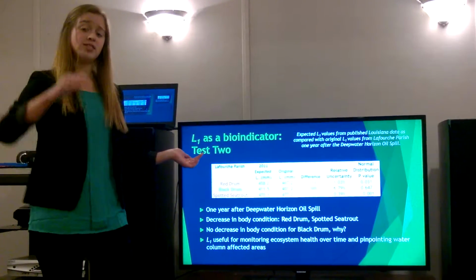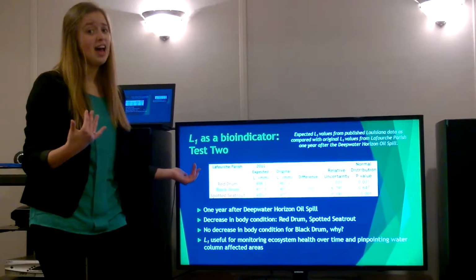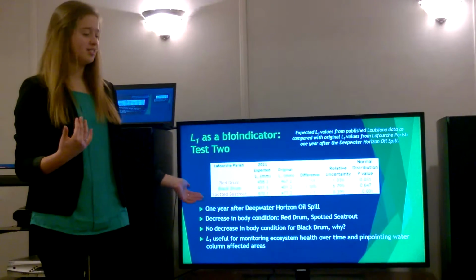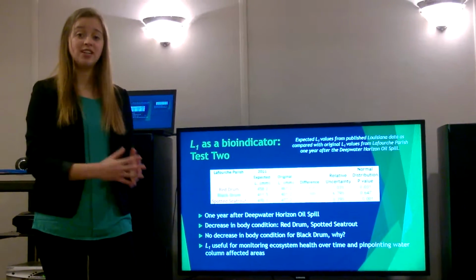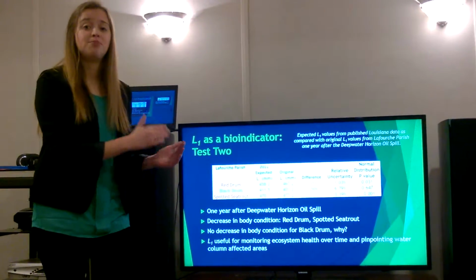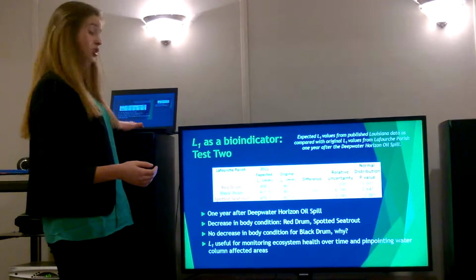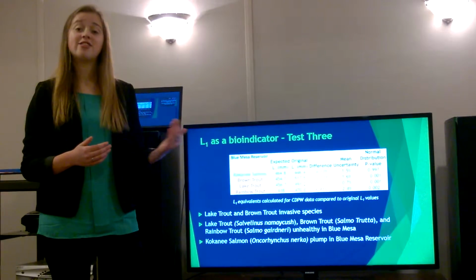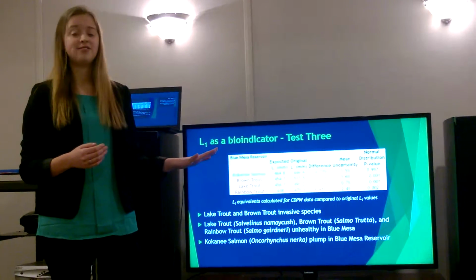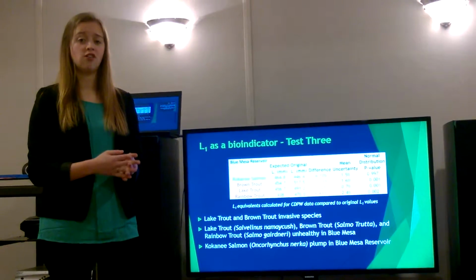But the lighter oil was still up in the water column, and so it did have a negative impact on red drum and spotted sea trout. So L1 was able to not only diagnose environmental problems, but to pinpoint the areas of the water column that were affected by this oil. So it's successful in 2 out of 3 cases so far. The third case, I looked at a completely different environment. I looked at Blue Mesa Reservoir in Colorado.